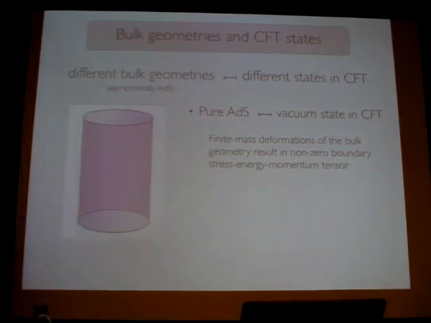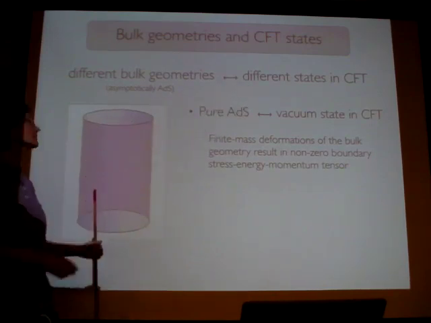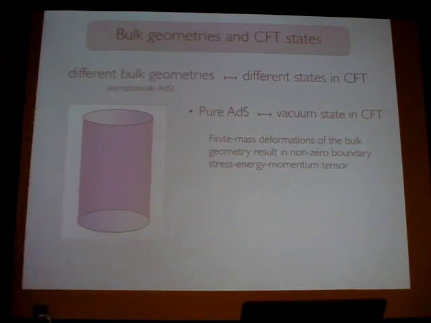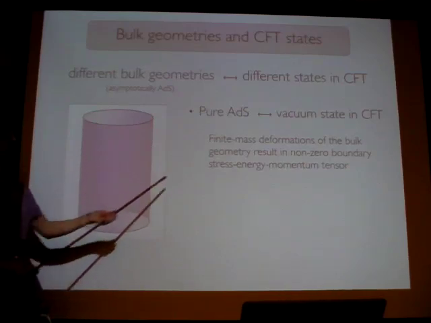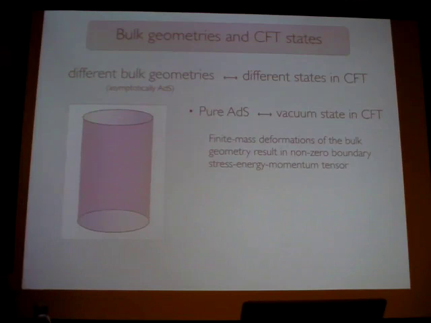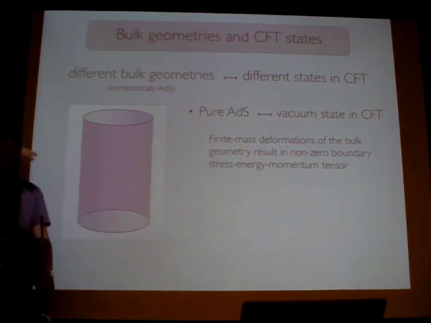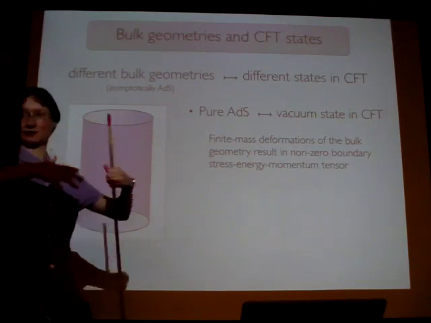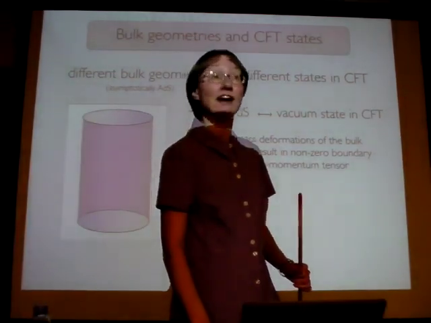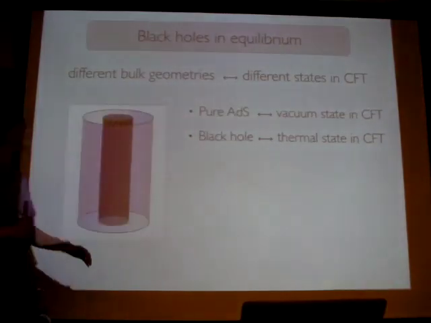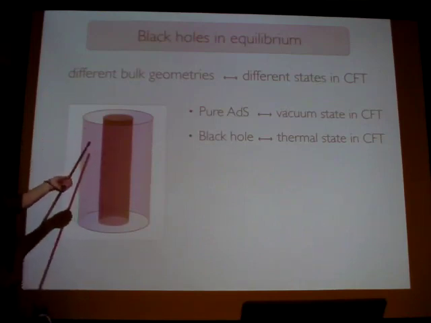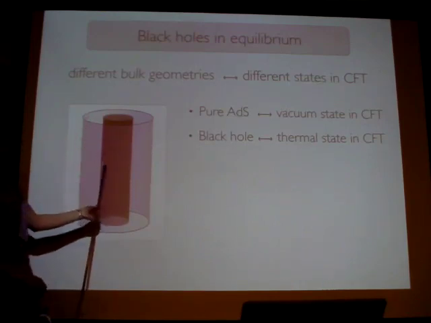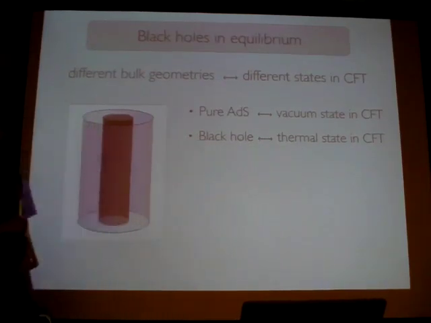So if you consider the vacuum, the ground state of the field theory, that corresponds to pure AdS, nothing in it, the maximally symmetric spacetime. But if you have some finite mass deformations inside, that would result in some non-zero stress-energy-momentum tensor in the field theory, characterizing some excited state. So the further the deformation from AdS, the more excited the state is. And the most deformed case, highest excitation, is when you collapse a black hole. So a black hole in the bulk corresponds to a thermal state in the field theory.